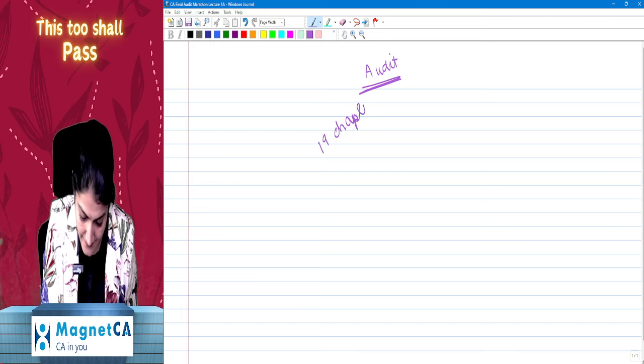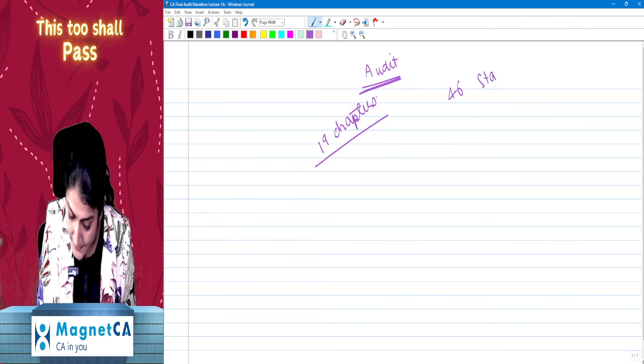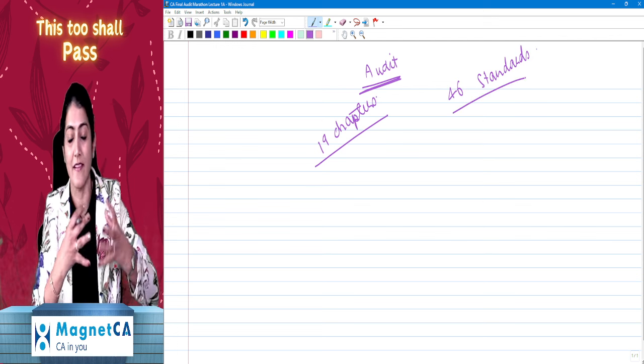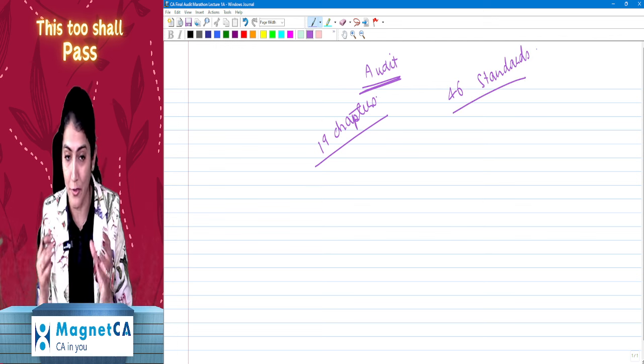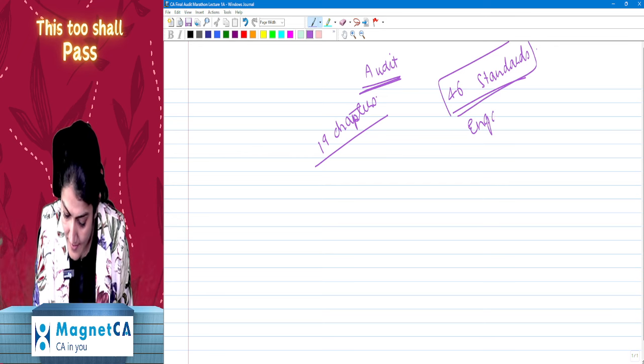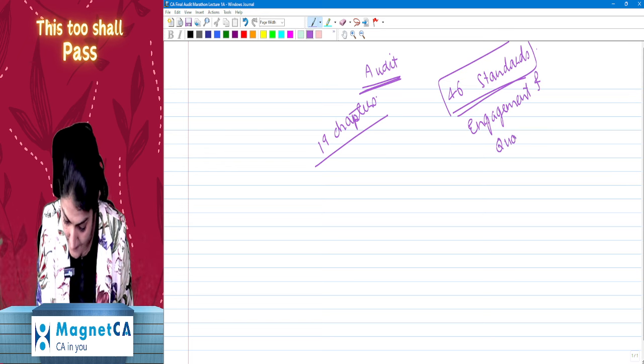That's great. So we have the 19 chapters and we have the 46 standards also, which are included in chapters number 1 to 11. These 46 standards we call the engagement and quality control standards, the engagement and the quality control standards.